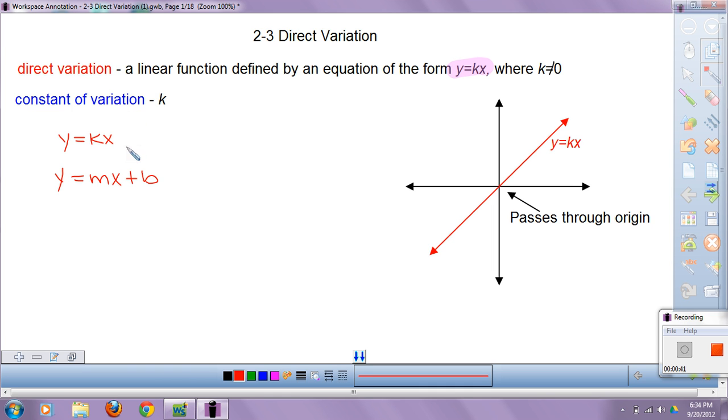But look at what's missing. In a direct variation, there's no plus b. Remember that b is your y-intercept. It's where your line crosses the y-axis. Since there's no plus b or minus b, that means it must be 0. And since b is 0, a direct variation always passes through the origin (0, 0), because your y-intercept is 0.